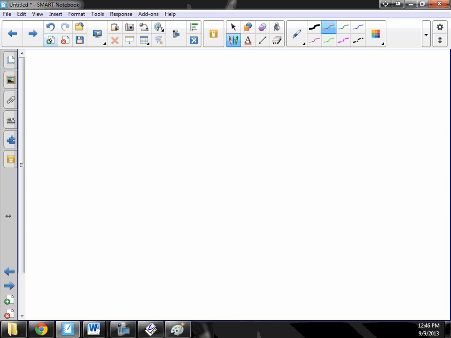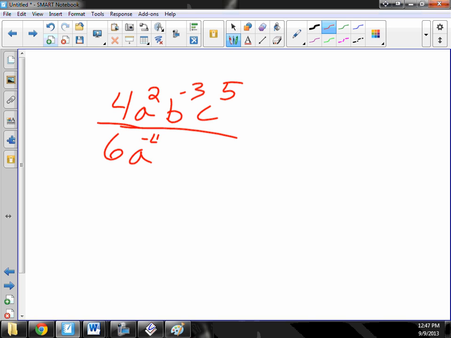So if we did something like 4/6 a squared b to the negative 3 c to the 5th, over a to the negative 4, b to the negative 2, c to the 8th. How would we simplify this? Let me do the hard part for you. 4/6 simplifies to be 2/3.